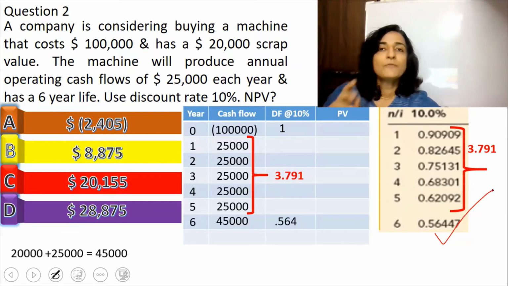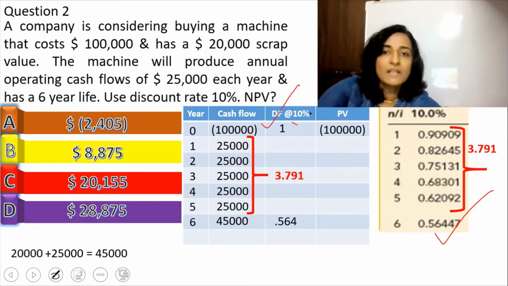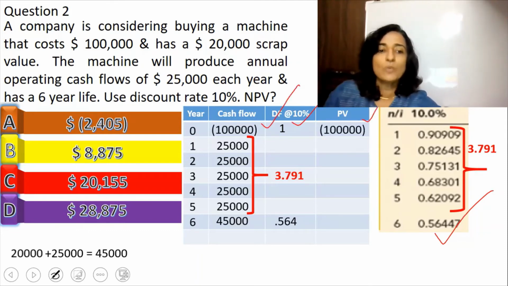Now what should you do? We should find out the present value. So for year 0, it's negative 100,000 into 1. So we have negative 100,000 in the last column. And from year 1 to 5, what should you do?